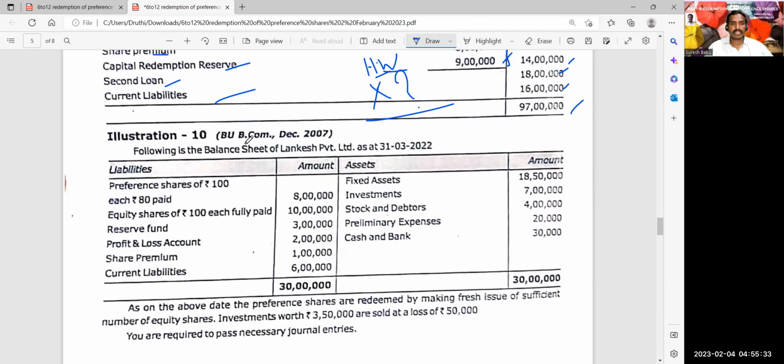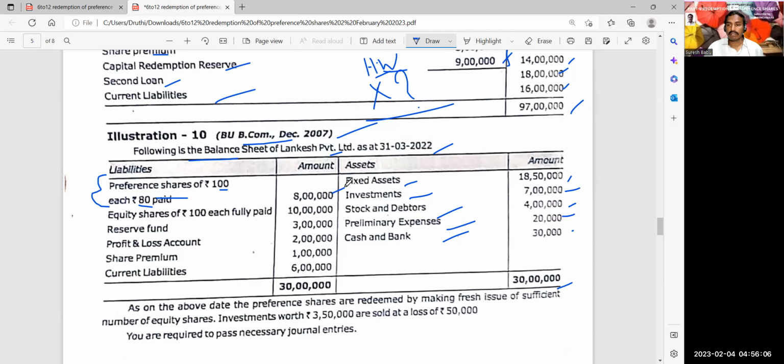So I expect, yes. So this is a question paper problem, 2007. Balance sheet is given. Lankesh Private Limited, 31st March 2022. Fixed assets, 18 lakh 50,000. Investment, 7 lakhs. Stock in trade, 4 lakhs. Preliminary expense, 20,000. Bank, 30,000. Total, 30 lakhs. So preference shares of rupees 100 each, 80 rupees paid. So remember this partly paid preference shares. Okay, 8 lakhs. Then how much to be received? 2 lakh rupees. That is what final call.